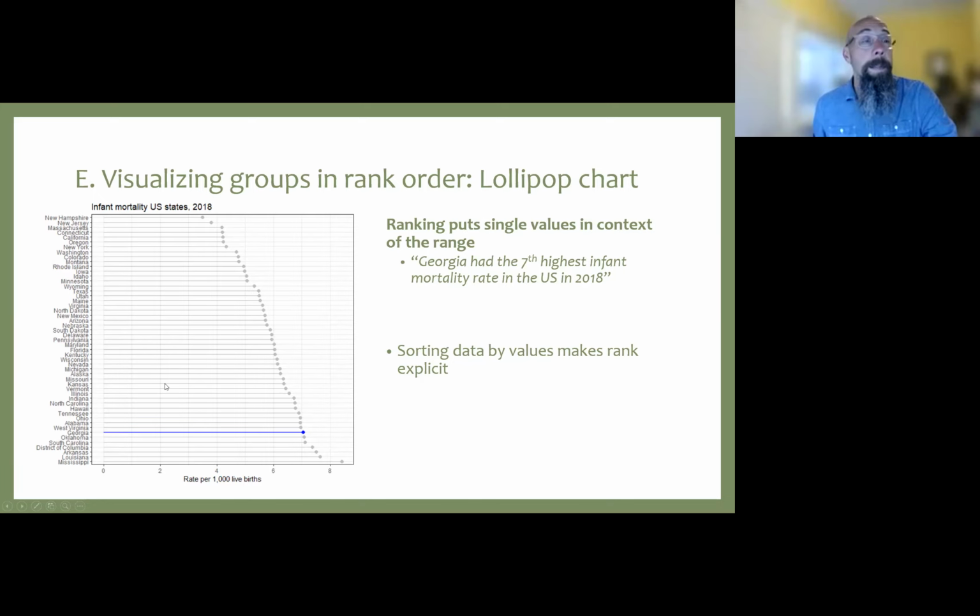Now, what I'm doing in this particular plot is an example of what we've already talked about, which is, in addition to using the lollipop chart, which is simply showing the value of each state's infant mortality, I'm highlighting the state I live in, Georgia, to demonstrate that Georgia has the 7th highest infant mortality rate in the US in 2018. And I'm doing that by emphasizing it with color, but still reporting the values for all of the other states. They're listed here. And this works particularly well when I sort the states from lowest to highest or highest to lowest. So visualizing groups in rank order can be useful.